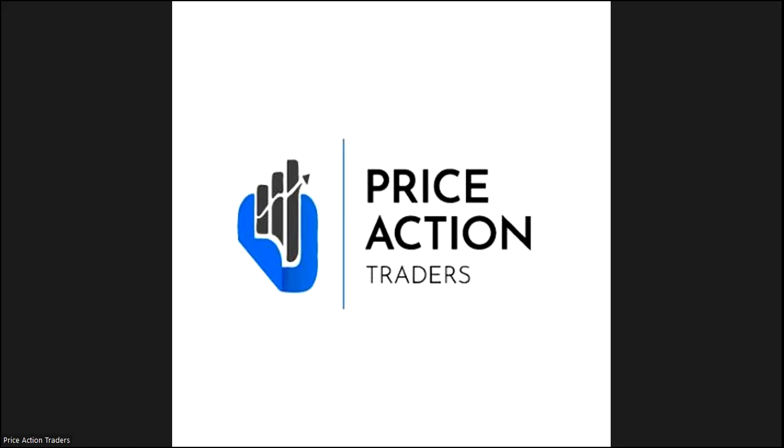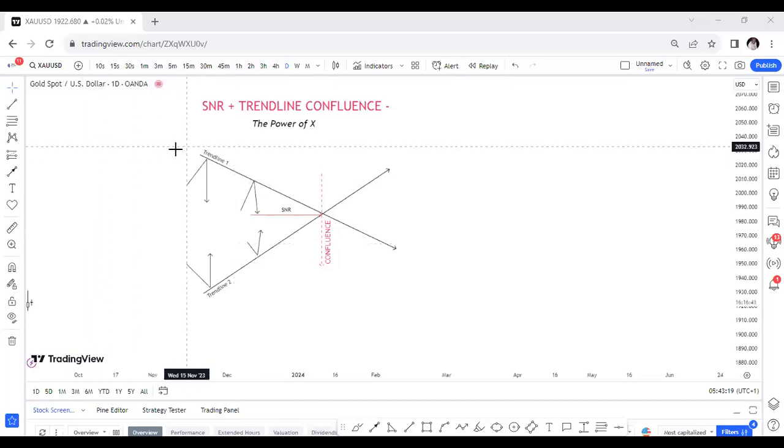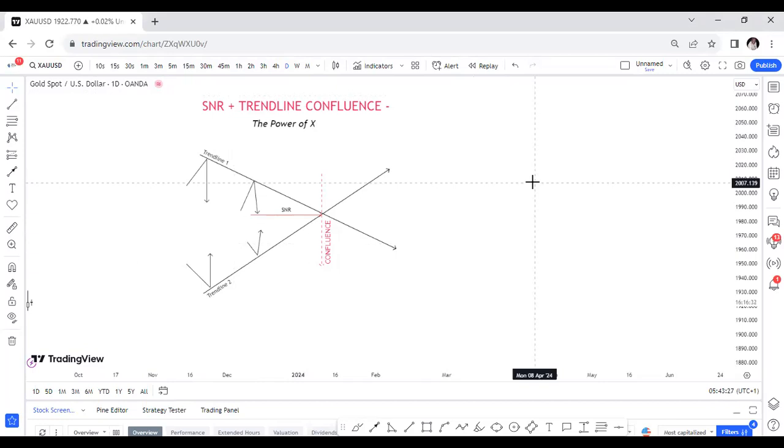I'm your host, Ian. I'm going to show you the power of trend line on the Malaysian SNR plus trend line confluence. The power of X. You're going to see this powerful combination of SNR and trend line, and how you can combine them together to make a high probability trade.